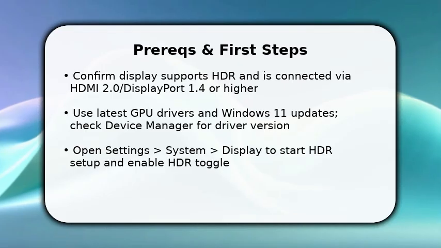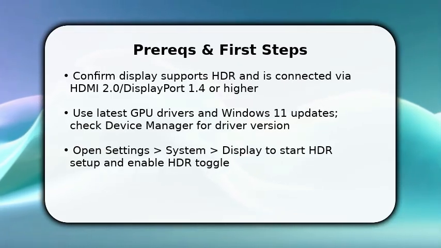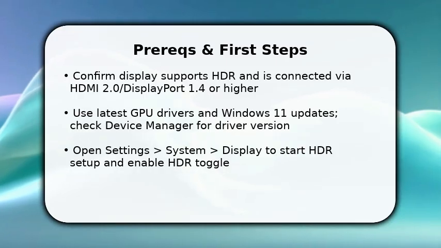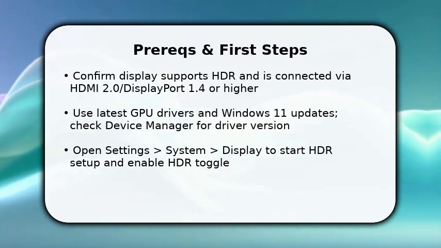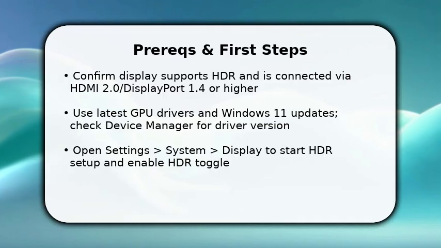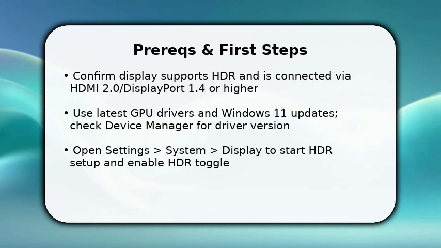You start by verifying hardware and software so HDR works reliably. First, confirm your monitor or TV actually supports HDR and is connected with HDMI 2.0 plus or DisplayPort 1.4 plus. Then, make sure you have the latest GPU drivers and Windows updates installed. Outdated drivers cause color and brightness problems.